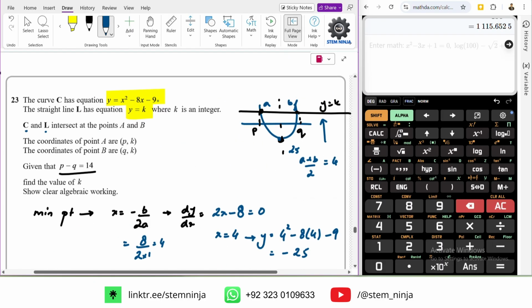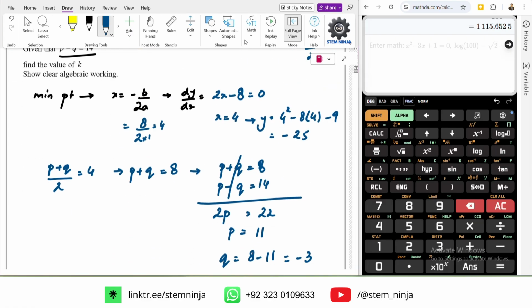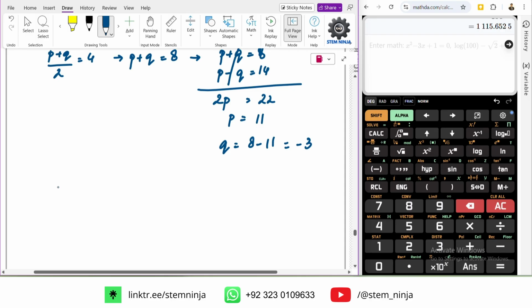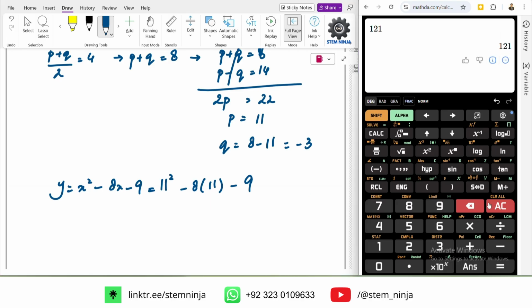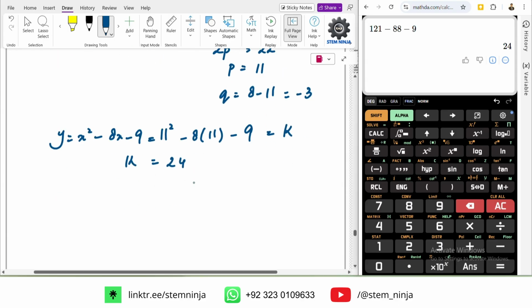No, sorry, we need the k. Sorry, we need k, right? So since we have p and q, we can just plug into this value. So y equals x squared minus 8x minus 9 is equal to 11 squared minus 8 times 11 minus 9. So 121 minus 88 minus 9, 24. That is your k. Right, okay, moving on.